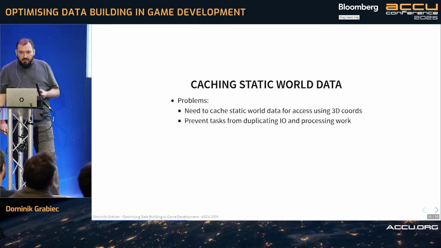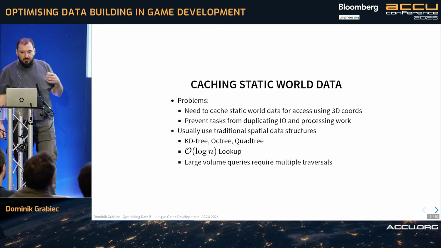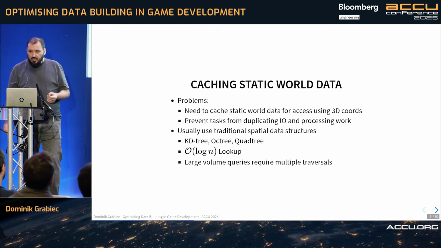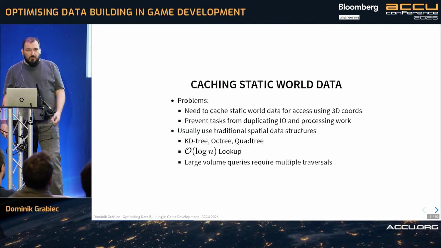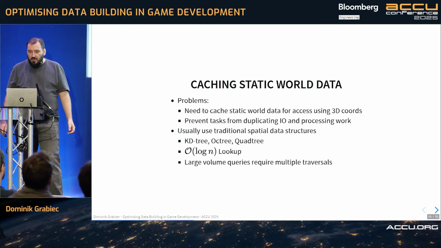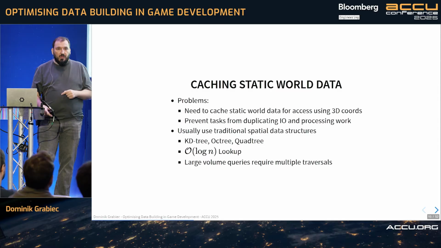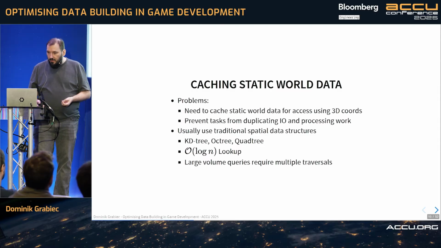Traditionally, you use spatial partitioning algorithms like KD trees, oct trees, and even quad trees are useful, because in a lot of games, even though it's a 3D world, it really is effectively a 2D map. So you can still get good value out of that. These do provide log-n access to things, but for querying larger areas, you might need to do that multiple times, and that can cost you.